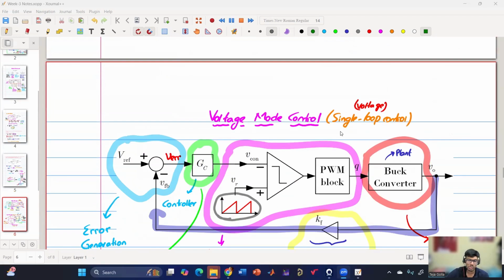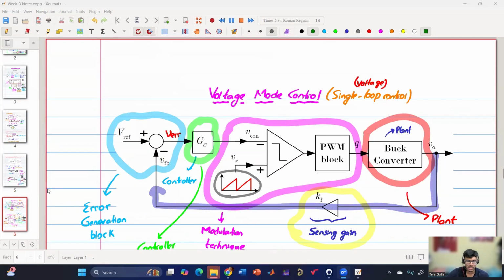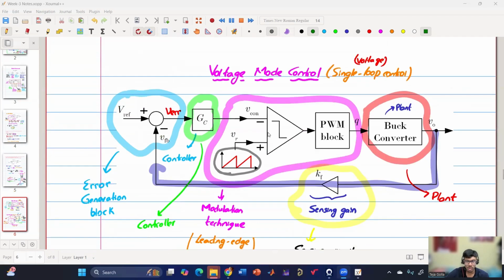And then we have discussed the voltage mode control architecture, where it consists of error generator, controller, the modulation technique, and then the plant, and then the sensing. All are in a loop, a single loop, which is a voltage loop. So it is called voltage mode control or single loop control.